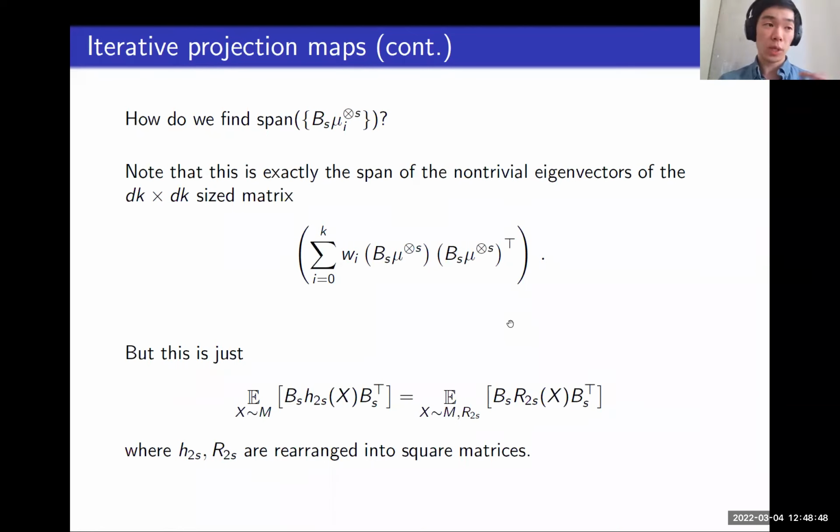And then because we can replace this Hermite polynomial with this randomized Hermite polynomial, this is equal to the right-hand side. And because BS can be efficiently applied to rank 1 terms, the right-hand side can be efficiently computed.